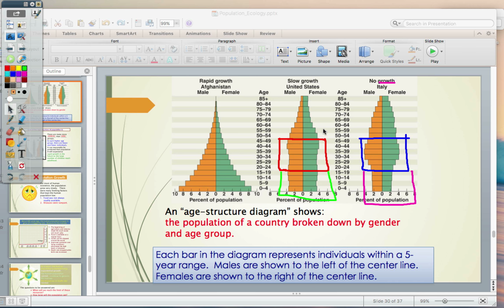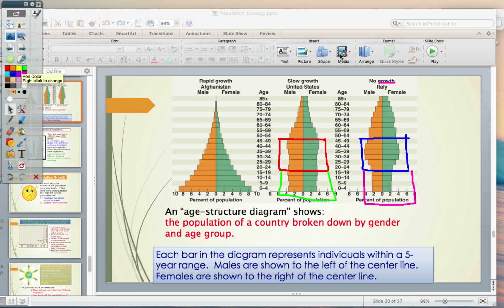So when we have this kind of squared off shape over here in the United States, we know we're going to have slow growth. When we have this shape where we're skinny on the bottom and fat in the middle, that means we're going to have no growth. And again, with this pyramid shape, we're going to have rapid growth. So these are the three shapes of these age structure diagrams you should be familiar with.